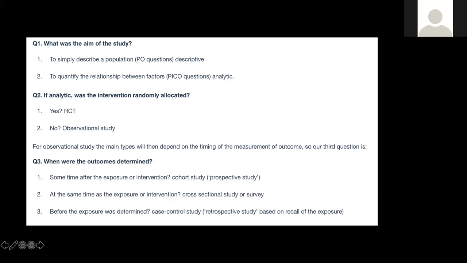If it's analytical, was it a randomly allocated intervention? Yes, it is an RCT. No, it's an observational study. And when were the outcomes determined? So you have to see whether the outcomes were determined after the time of the exposure or the intervention, that is a prospective study, at the same time as the exposure or intervention, which is a cross-sectional study, or before the exposure was determined, which is a case control study.